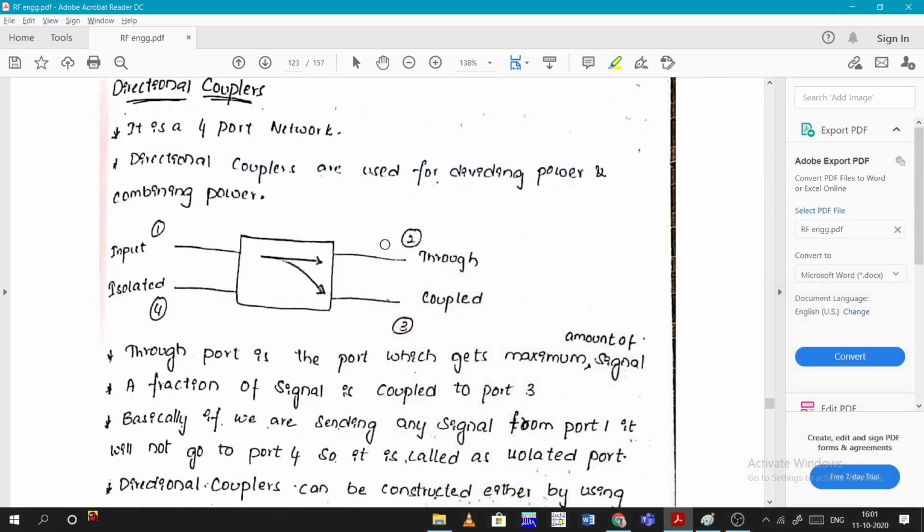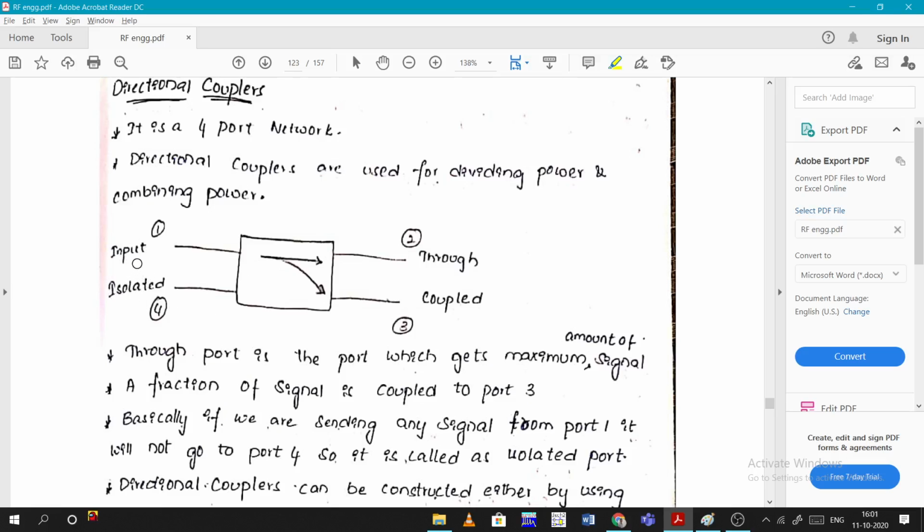Let's discuss directional couplers in this video. Coming to directional couplers, it is a 4-port network. Directional couplers are used for dividing power and combining power. Basically, this is the general representation of a directional coupler, where the opposite port of an input port will be the through port, the opposite of isolated will be coupled, and input and isolated will be together.